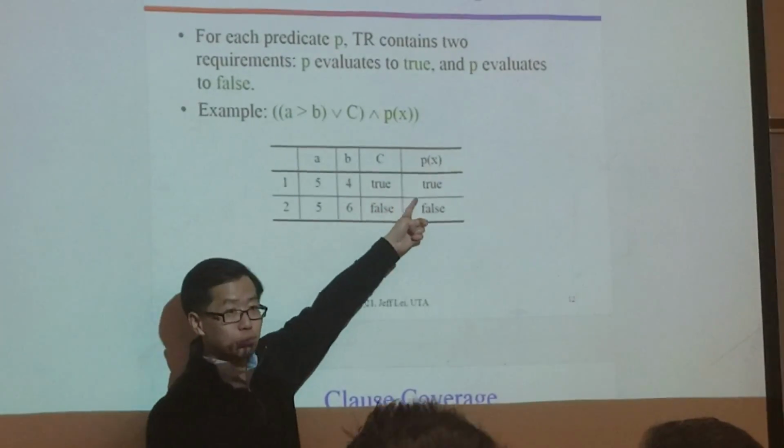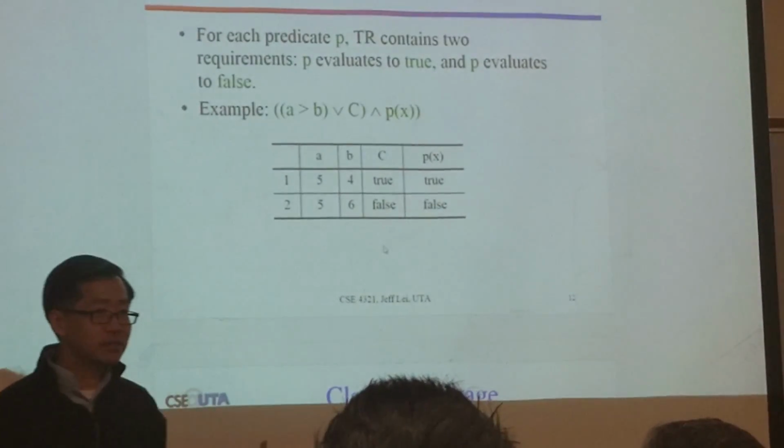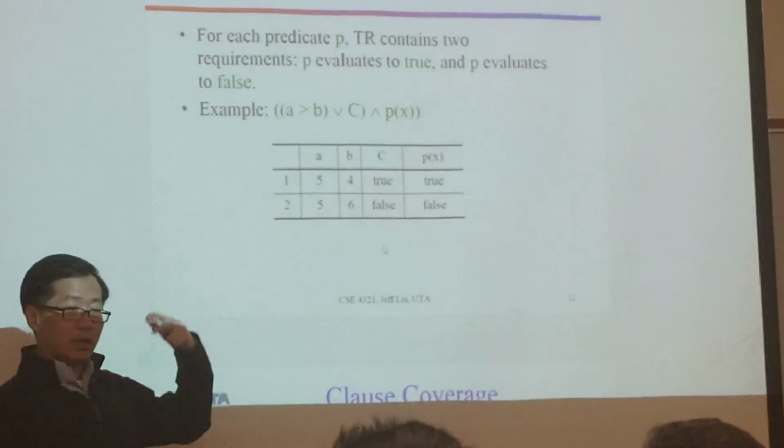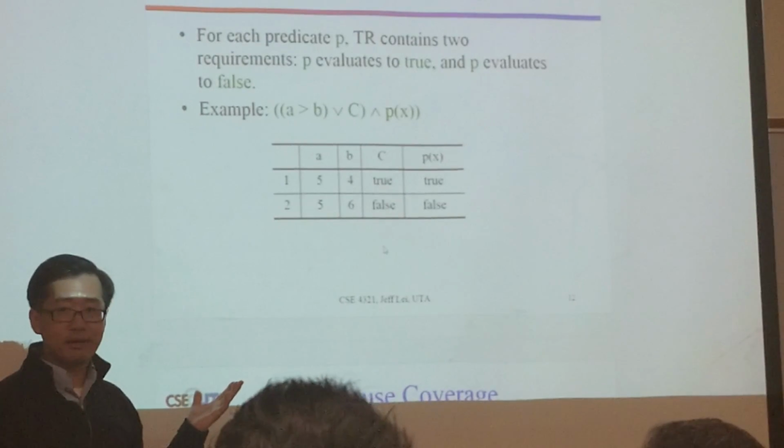What does the predicate evaluate to? True. This would be true, right? The second test case would be false. You have two test cases: one evaluates to true, and for the other test case, the predicate evaluates to false. That's predicate coverage.